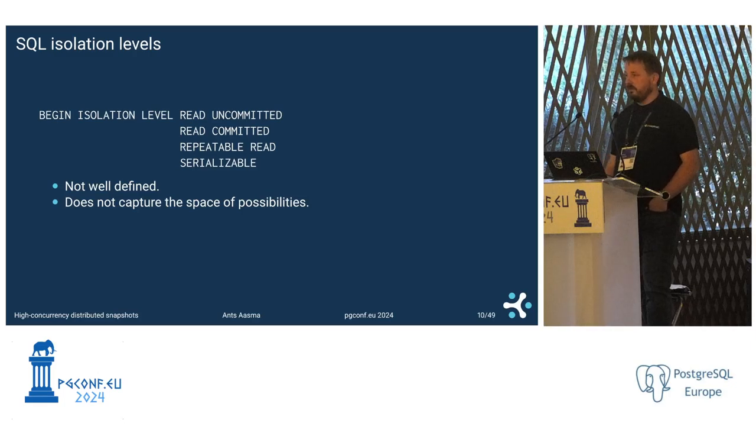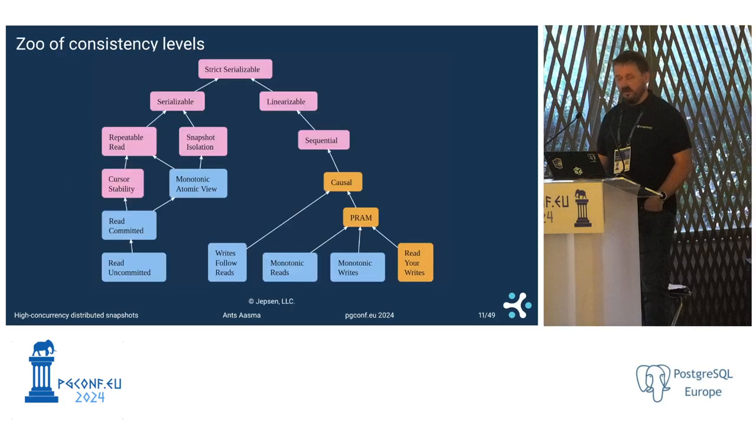Unfortunately, this stuff was defined quite a long time ago, and it's not actually well defined. It's defined in terms of some anomalies in the SQL standard, and it actually doesn't match our current understanding of the problem space. There are many different ways to actually define consistency, and this is approximately the picture that it looks like. So those are the academic consistency levels that are available to us.